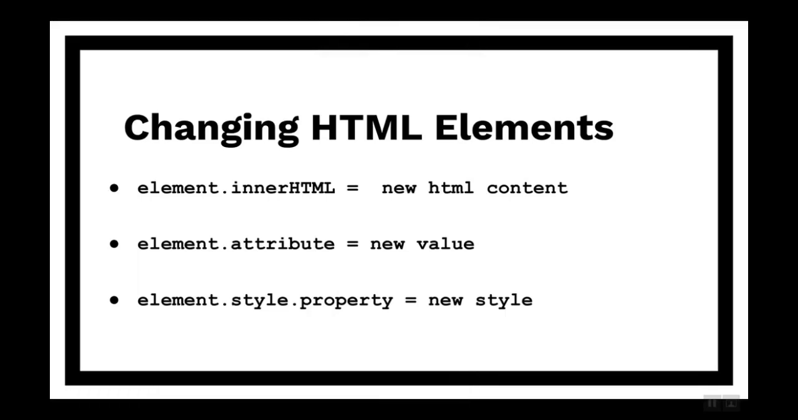Same way, once we get access to the element, we can change the HTML attributes for it. One of the ways we can add new HTML elements is by saying element.innerHTML, or we can add a new attribute by saying element.attribute and a new value. If we want to change the styles available on this particular element, we can also add new styles by using element.style.property and define our styles.